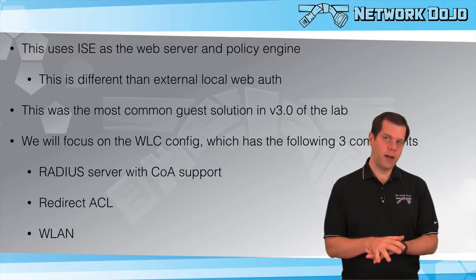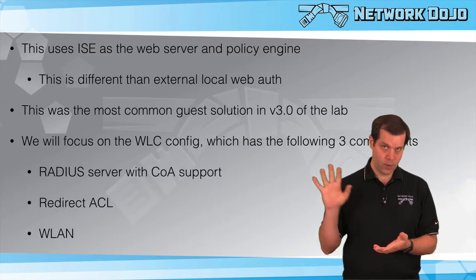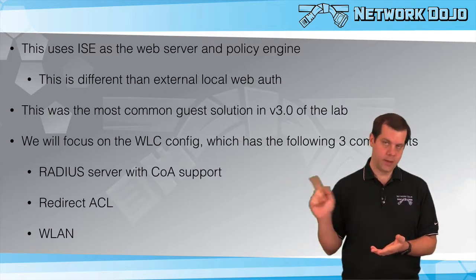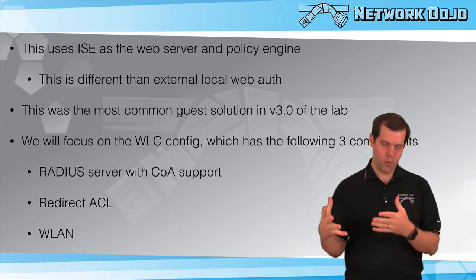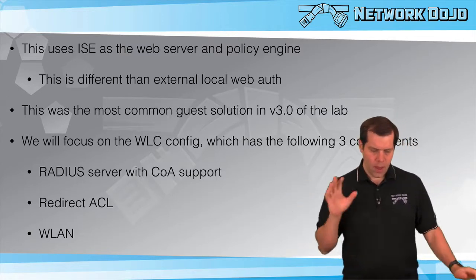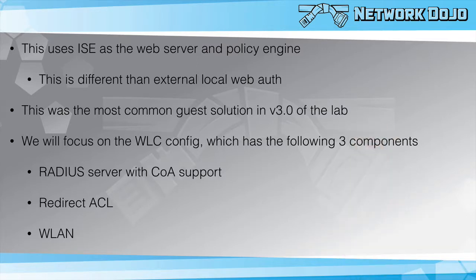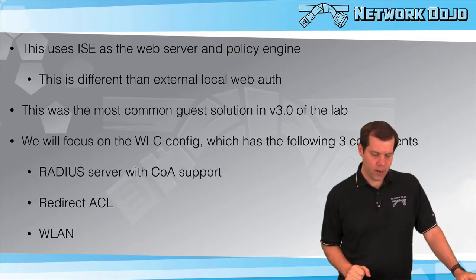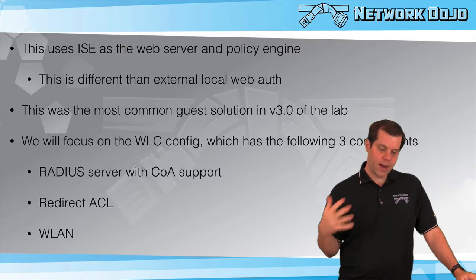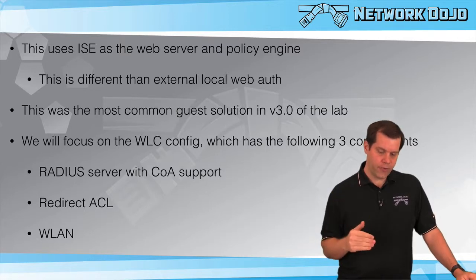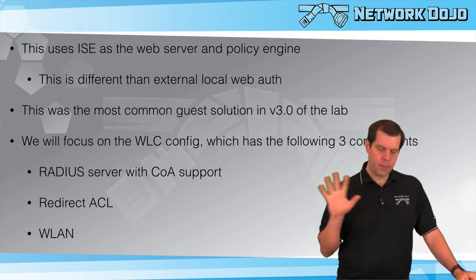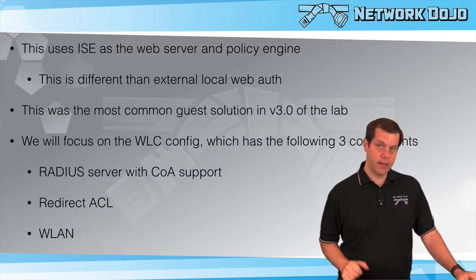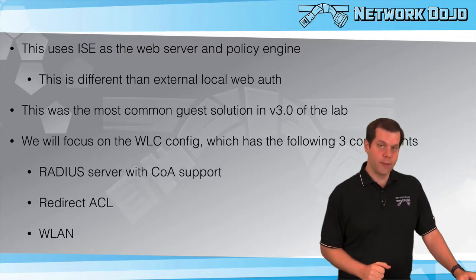This video will focus on the controller side, and we'll assume that ICE is configured correctly. In the ICE videos, we'll look at all of that there, so you won't miss out on anything. We'll tie it all together. But as we look at the controller config, there's really three pieces of config that are important. We need to define ICE as a RADIUS server with change of authorization support, or CoA support. We'll talk about CoA in more detail in the ICE series of videos, but do know that we need to enable CoA support, and it is not enabled by default.